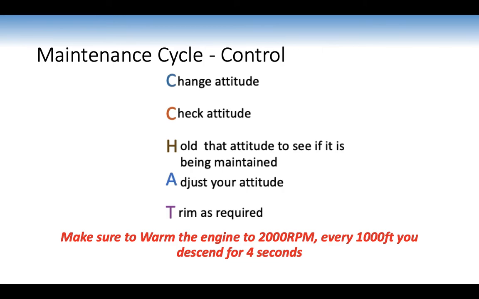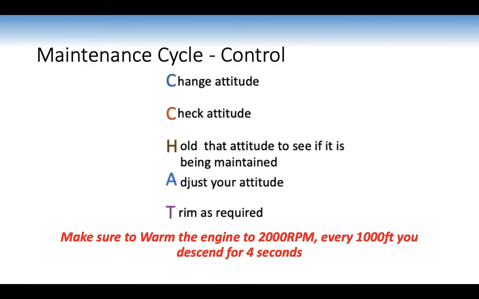And make sure to warm the engine to 3000 RPM every 1000 feet you descend for 4 seconds. So this will only be done for the glide descent. The reason being, when you're running at low power settings, the oil can't really coat the engine bay properly, so the oil tends to pool at the bottom and cover the spark plugs, which can cause a loss of power. That's one of the threats.